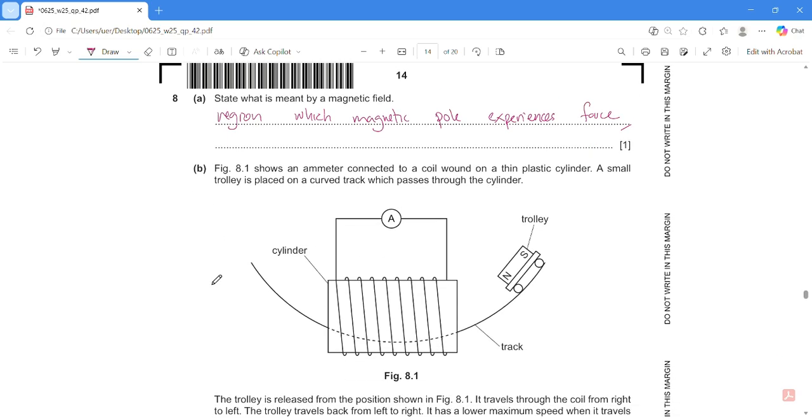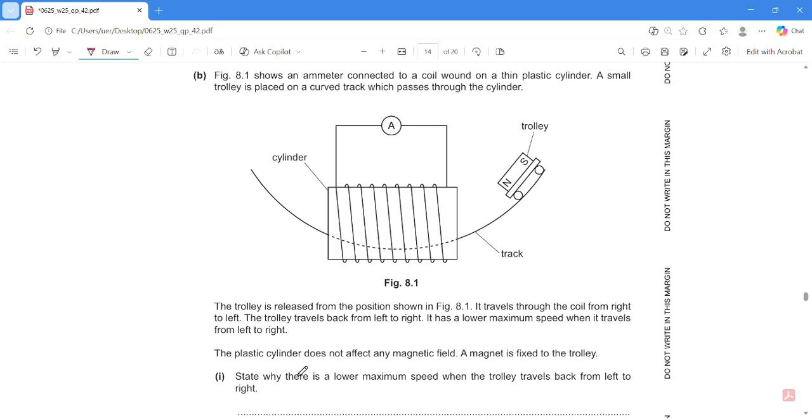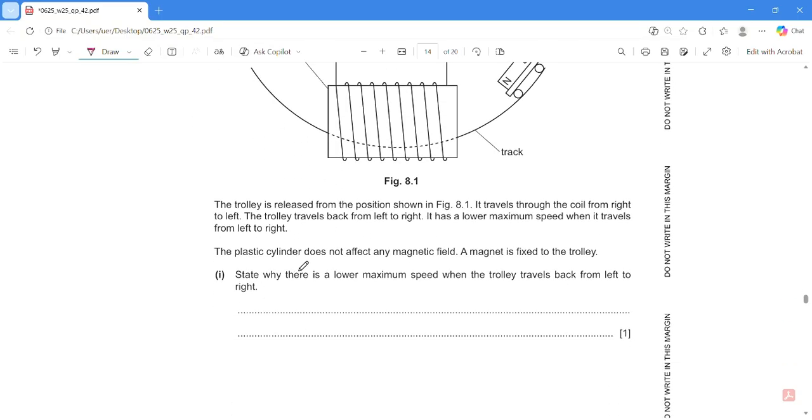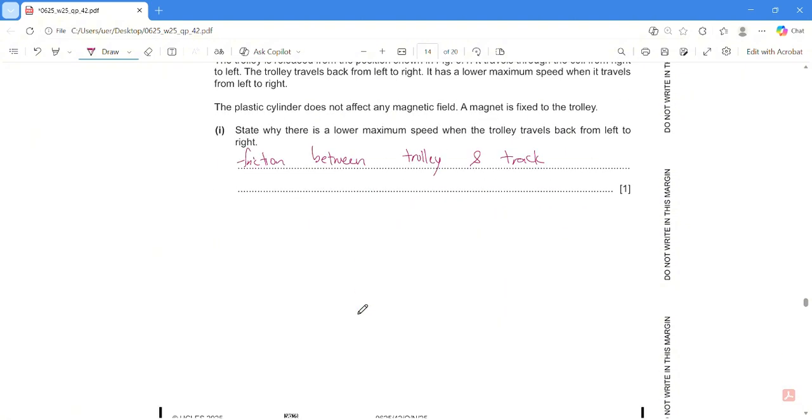Okay, question 8. We have a car here. The plastic cylinder does not affect. State why there is a lower maximum speed when the trolley travels from left back to the right side. So one of the reasons you can say is the friction between the trolley and the track. So easy.